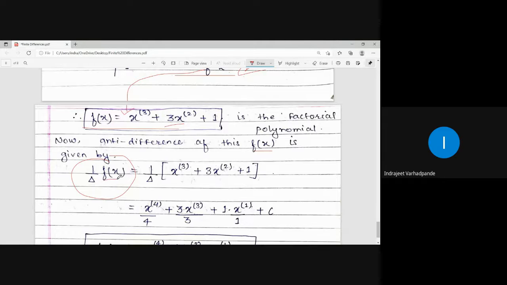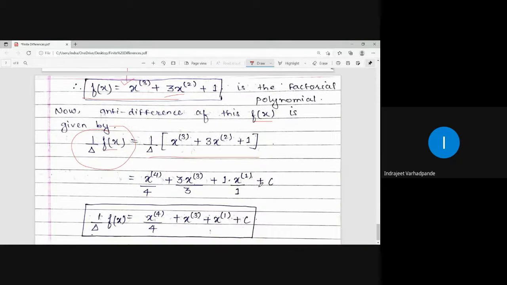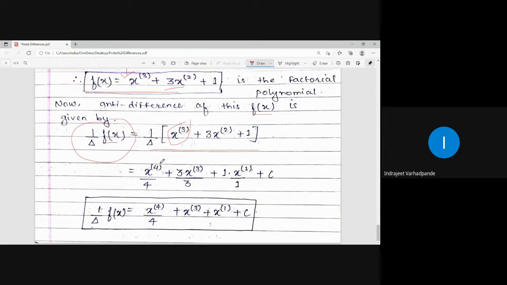1 by delta of f of x, 1 by delta to be operated on this. X to the power 3 factorial is x to the power 4 factorial by 4. x to the power 2 factorial's integration is x to the power 3 factorial by 3. Constant can be written as x to the power 1 factorial by 1 plus c, which is the constant of integration. And if you wish to, you can apply the definition of factorial notation and express this as x into x minus 1 into x minus 2 into x minus 3. Else, keep it as it is. It depends on the options that are provided.